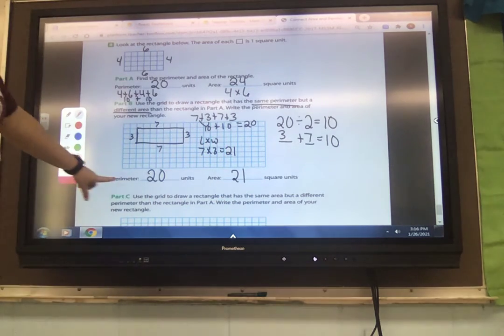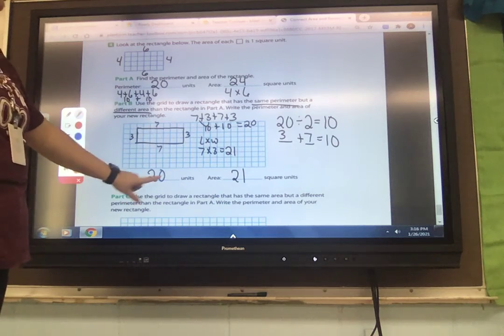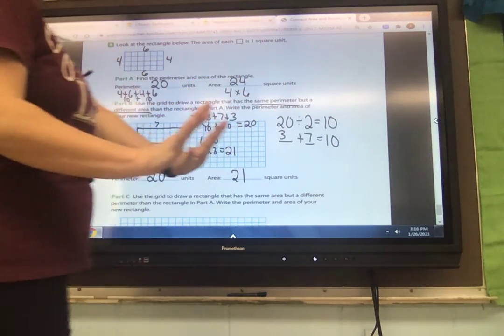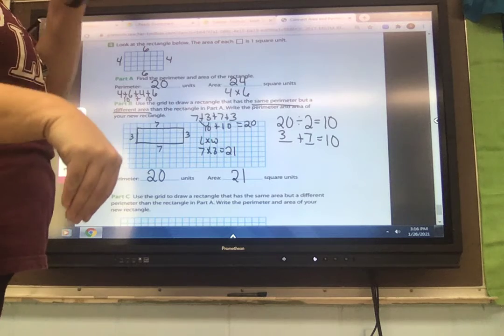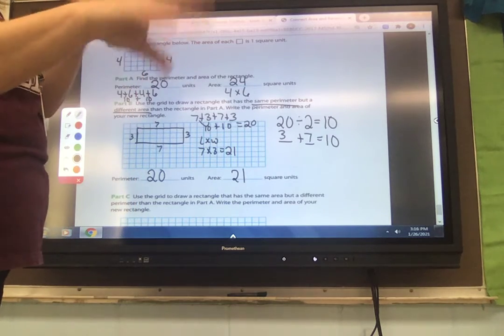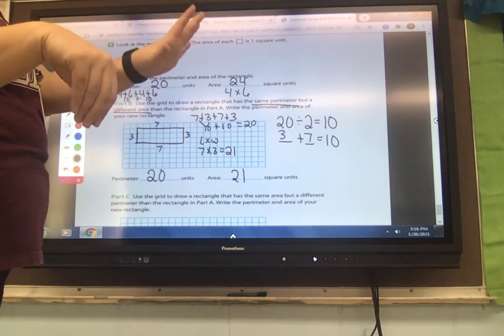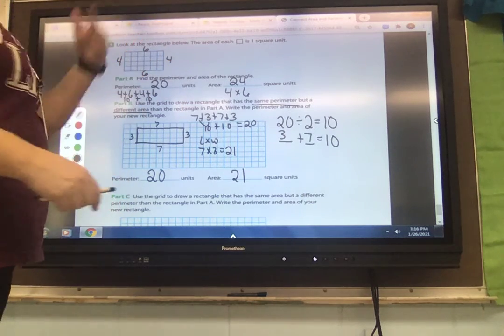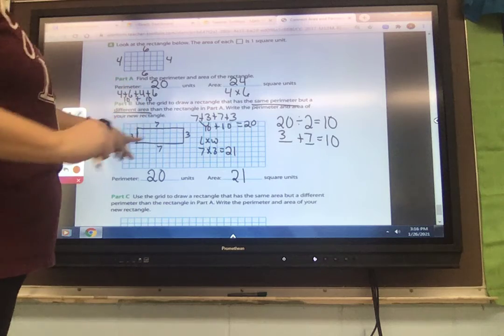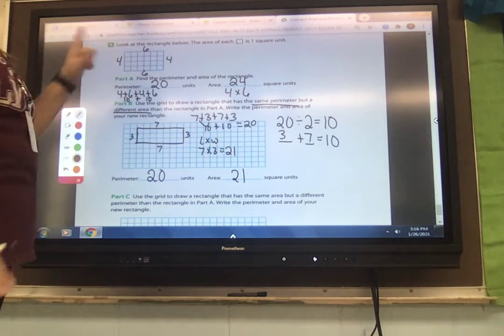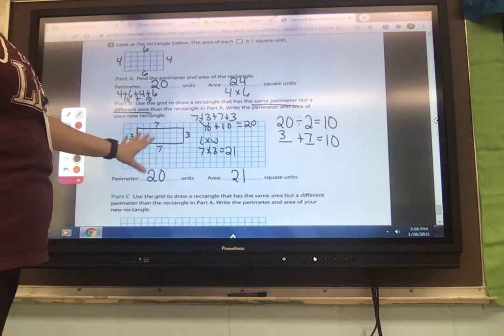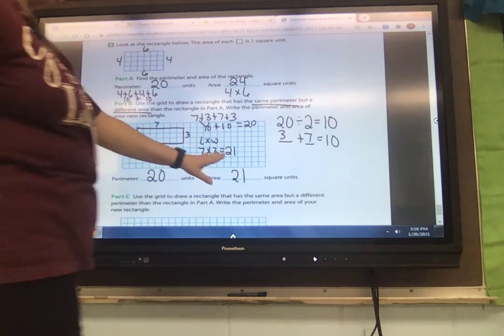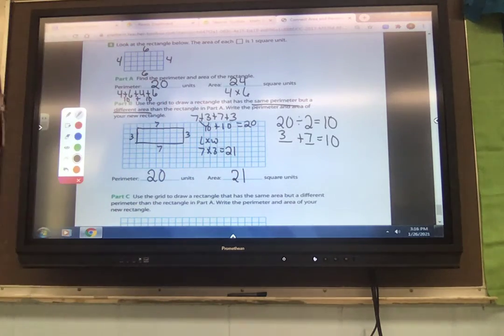As long as your perimeter on your shape equals 20. Now, there's lots of things you could have used. You could have done 1 and 9, 2 and 8, 3 and 7. Or you could have done 5 and 5 because a square is a rectangle. Or 7 and 3. As long as you are not using 4 and 6, then yours should have the same perimeter but a different area, right?